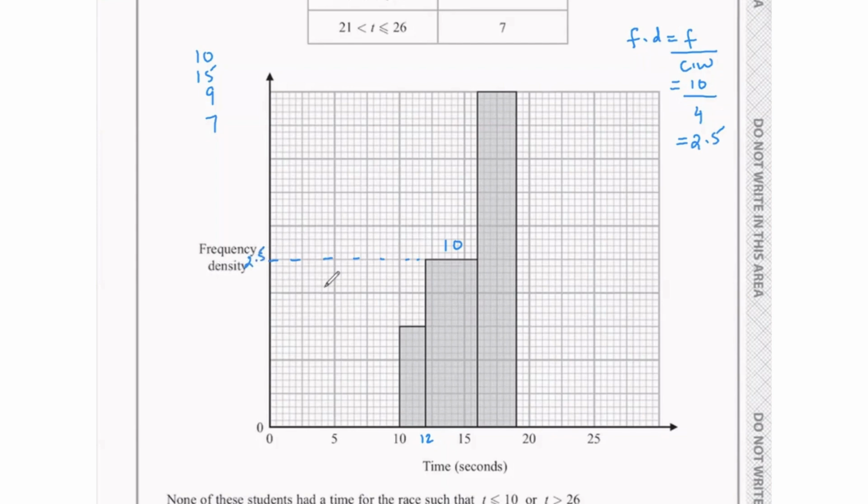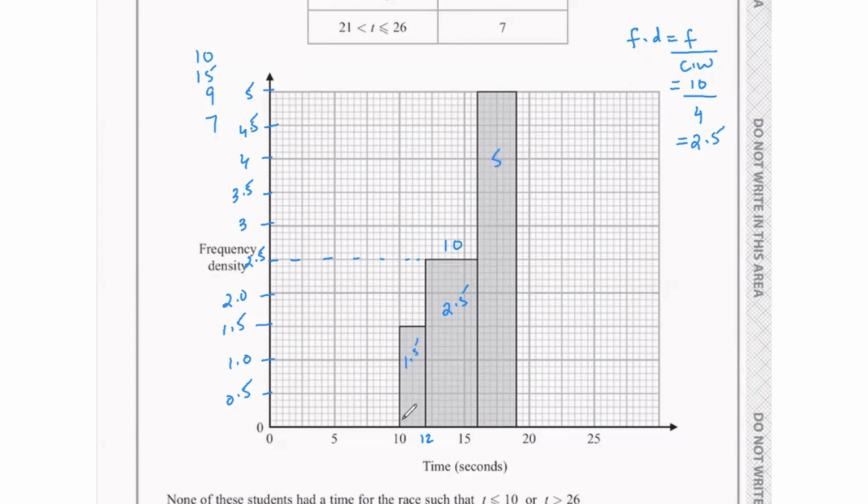So based on this, we can find the scale. It's going to be 0.5 over here, 1.0 over here, 1.5 over here, 2.0 over here. Then this will be 3, this will be 3.5, 4, 4.5, and this is going to be 5. So the frequency density for this is 2.5. Frequency density for this is 1.5, and this is 5.